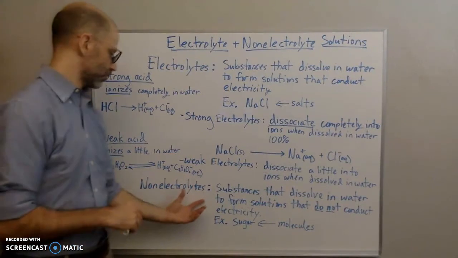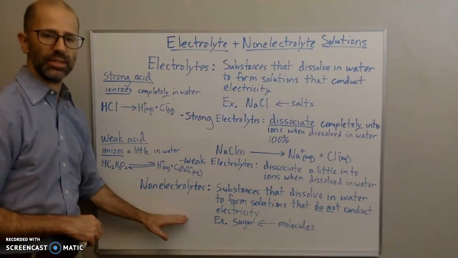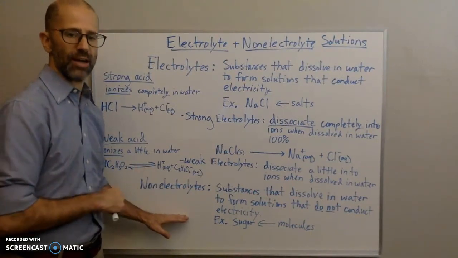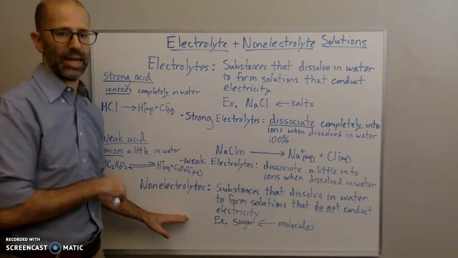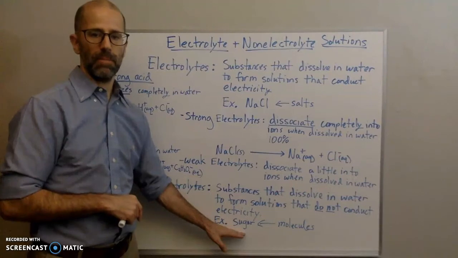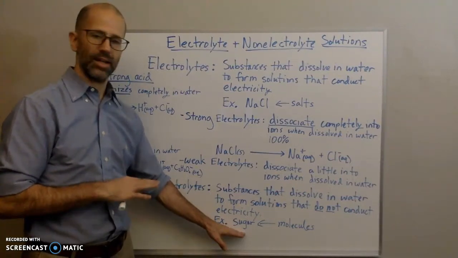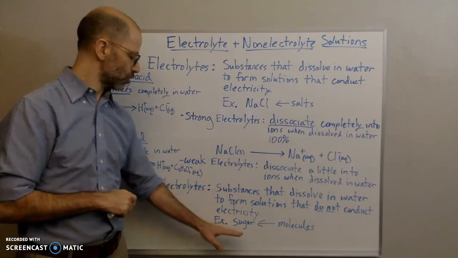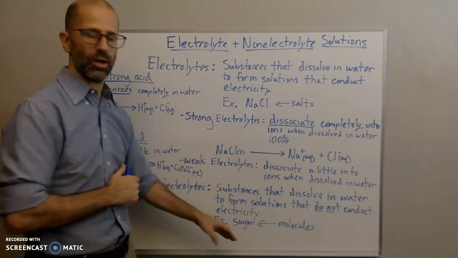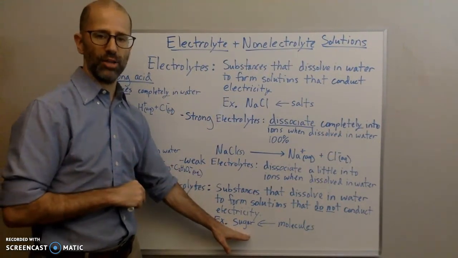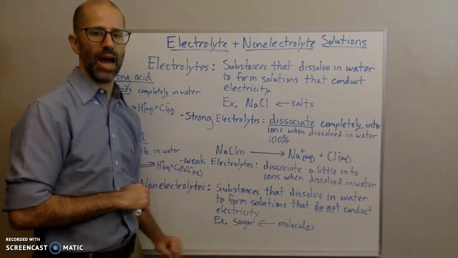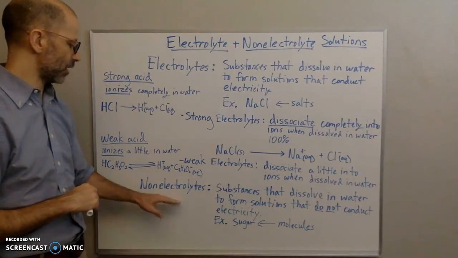Okay, what about non-electrolytes? Non-electrolytes are those substances that when they dissolve in water, the solution does not conduct electricity. So you're not forming any ions whatsoever. And sugar would be a good example, or any molecule that doesn't ionize in the water. You dissolve sugar, the molecules will dissolve in water, but the molecules do not have charge. So there's no conduction of electricity when you have non-electrolytes. So that would be an example of a non-electrolyte.